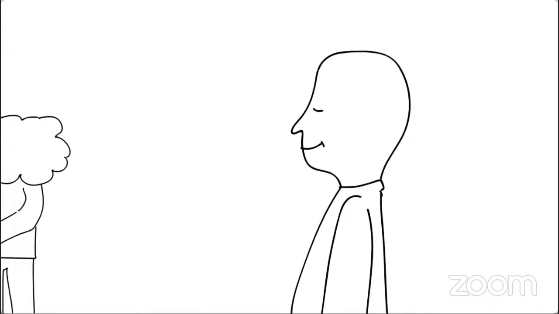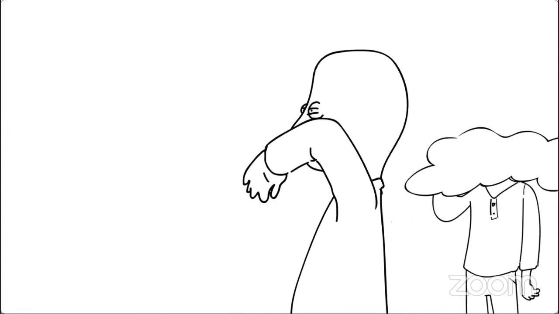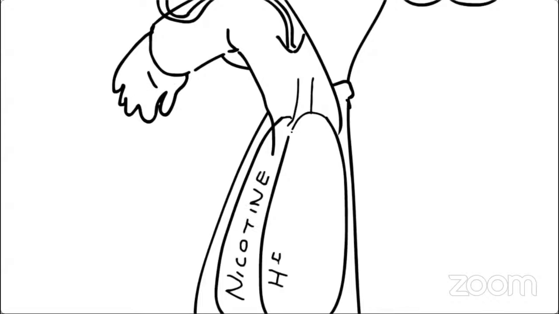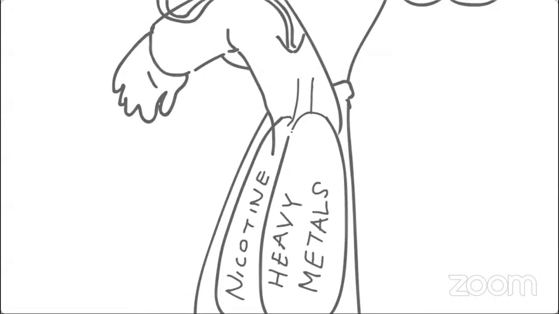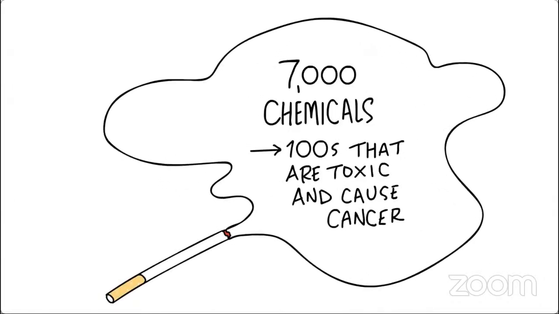We've all been there. You're walking down the street and suddenly, bam, you smell it. You've been exposed to secondhand smoke or aerosol. That smoke or aerosol contains a mixture of dangerous chemicals such as nicotine and heavy metals that can wind up in your lungs even though you were just standing there or walking by. Secondhand tobacco smoke has more than 7,000 chemicals, hundreds that are toxic and cause cancer.